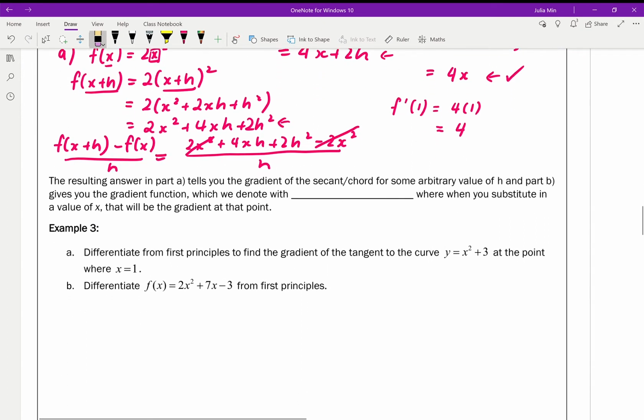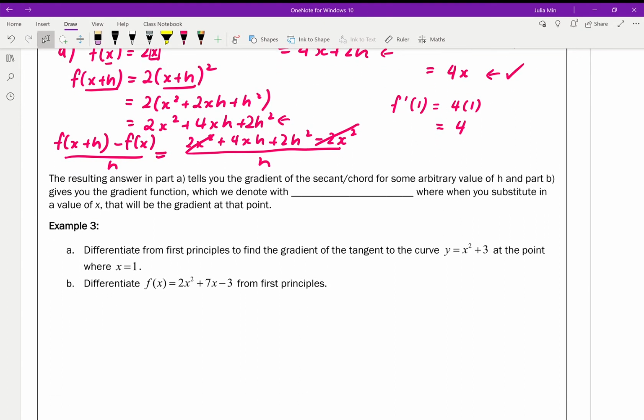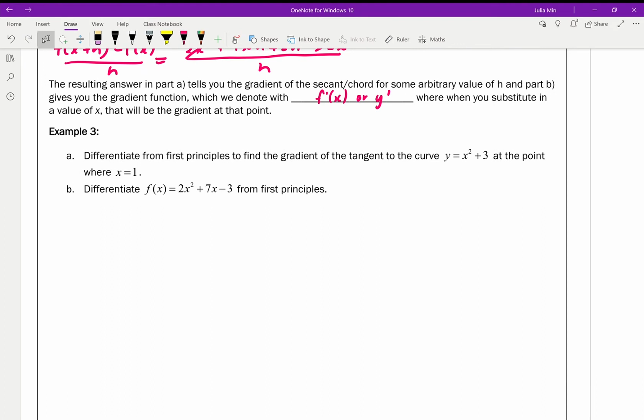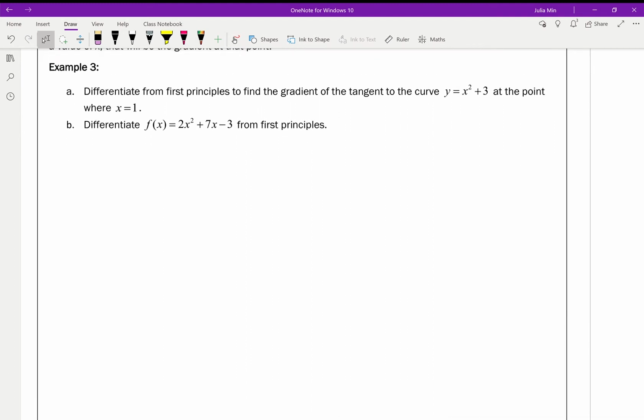Now, the resulting answer in part A tells you the gradient of the secant or chord for some arbitrary value of h. And part B gives you the gradient function, which we denote with f dash x or y dash or dy on dx, any of the notation you saw, as long as it makes sense. When you substitute a value of x, that will be the gradient of the tangent at that specific point. So this is a little bit of a warm-up. Example 3 is the bulk of this lesson.